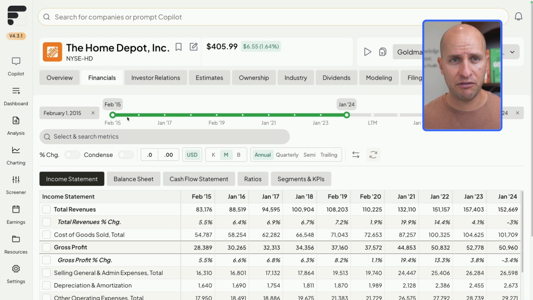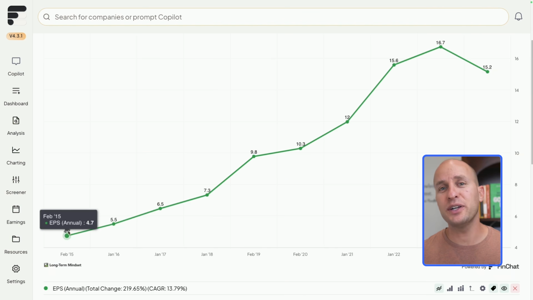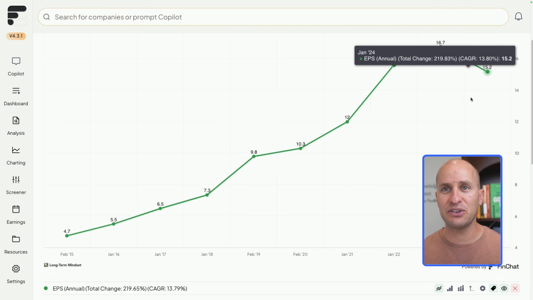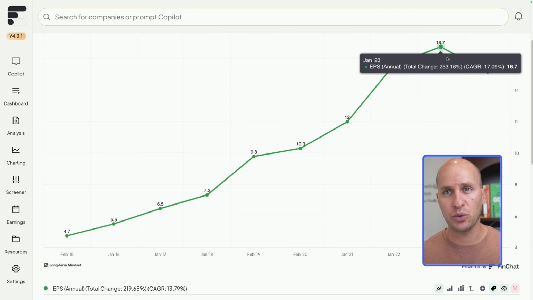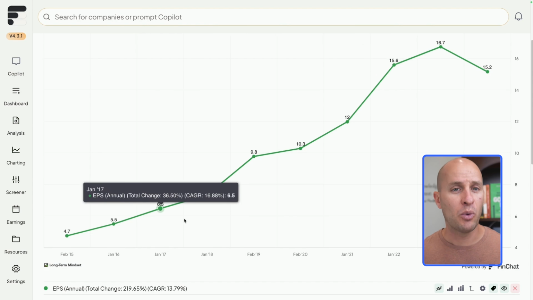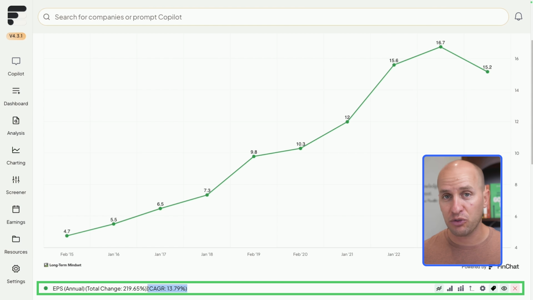If I want to get a longer term look, I'm going to once again head on over to FinChat, scroll down, and click on earnings per share. Doing so makes it obvious that Home Depot's earnings per share have consistently risen over the last 10 years. So while they've declined in 2024, the overall trend is up. Moreover, I can also see that Home Depot's profits have grown at a 13.8% compound annual growth rate over this time period. So Home Depot is growing its profits per share at a double-digit rate.